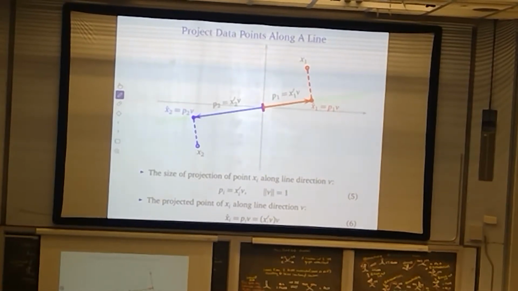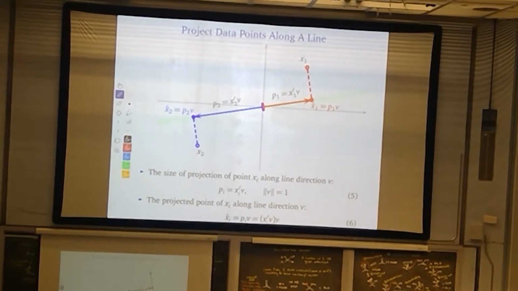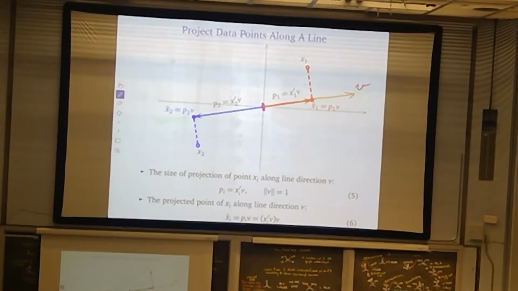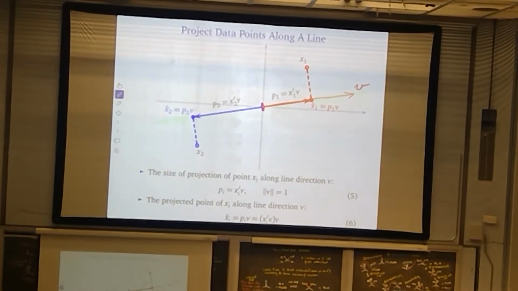So how do we numerically capture and quantify this? First, we need to figure out the projection, and then we have to calculate the variance. Consider a point x1, and we have an axis. This axis is just a line. This direction is v, okay? And x1 will project onto this point. Let's say v is a unit norm vector.